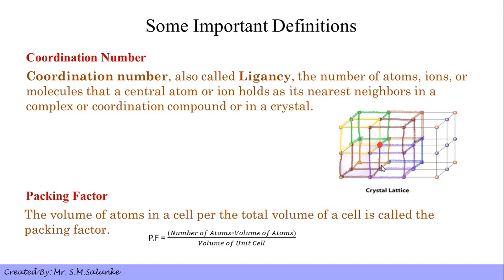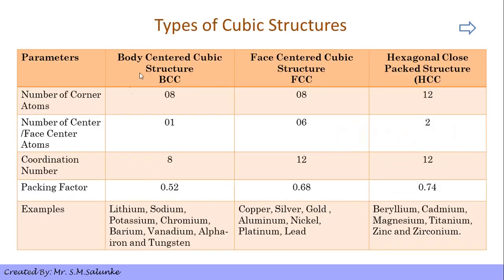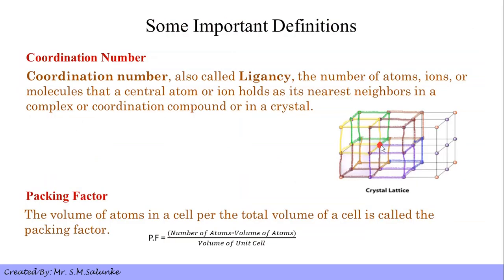This can be considered as example of BCC or a simple cubic structure. So as we have seen, the coordination number of BCC is 8, which we can understand by using this example. Here the atom is shared by 8 unit cells. That's why the coordination number is 8.